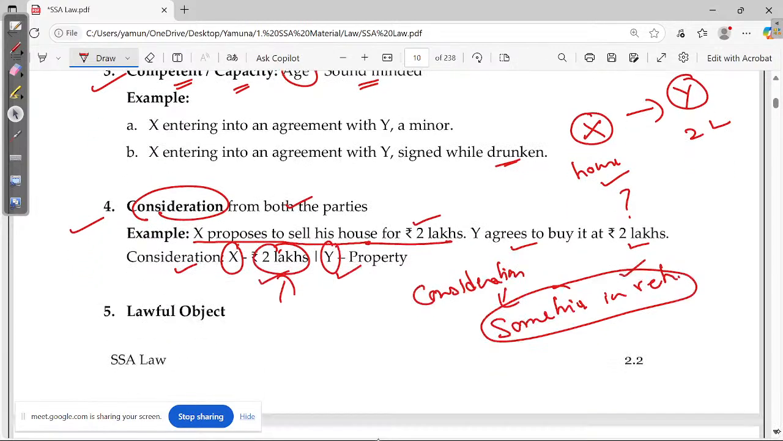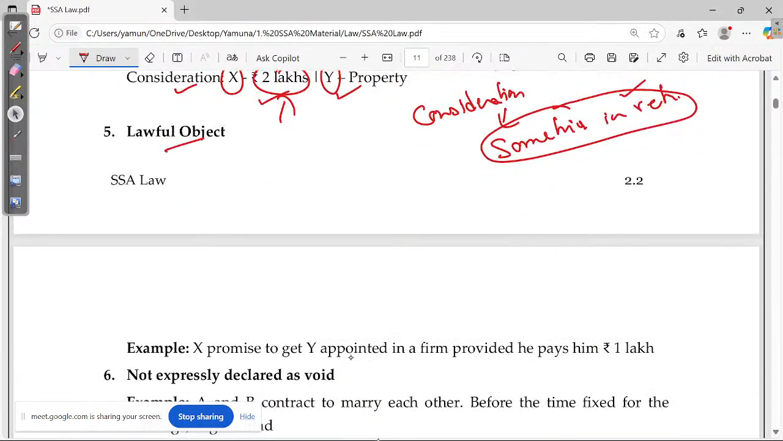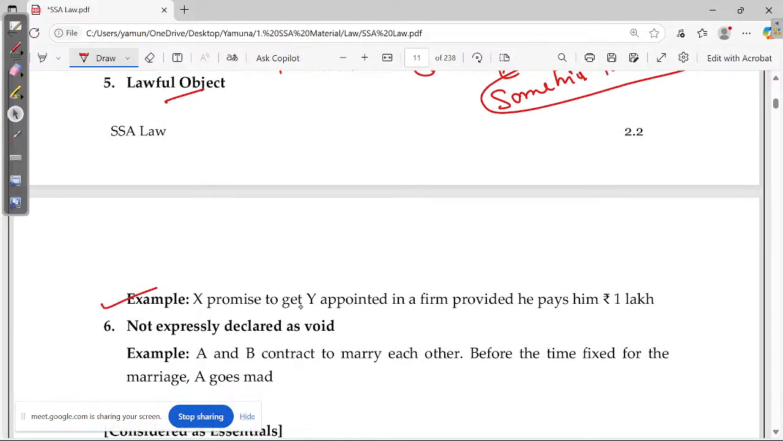Let me go for the next point. Lawful object. Yes, the object should be lawful. Let me go for this example. X promised to get Y appointed in a firm provided he pays him 1 lakh rupees. So some commission based and all. No, it's illegal, which is not lawful. Sixth, not expressly declared as void.